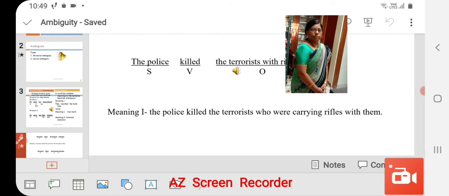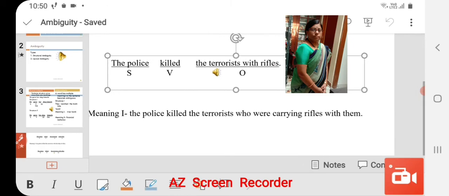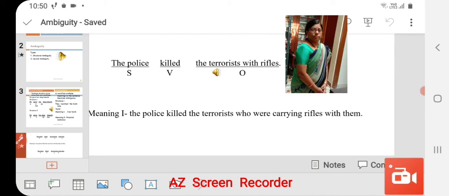आता इथं काय आहे स्ट्रक्चर? येस, सब्जेक्ट इज द पुलिस, किल्ड वर्ब, द टेररिस्ट विथ रायफल्स इज ऑब्जेक्ट. आता हे द टेररिस्ट विथ रायफल्सचा अर्थ काय होतो? पोलिसांनी कोणत्या अतिरेक्यांना मारलं? ज्यांच्याजवळ बंदुका होत्या. फॉर एक्झाम्पल AK-47 रायफल्स. पोलिसांनी अतिरेक्यांना मारलं. कोणत्या अतिरेक्यांना? ज्या अतिरेक्यांजवळ बंदुका होत्या. द पुलिस किल्ड द टेररिस्ट हू वेअर कॅरिंग रायफल्स विथ देम.